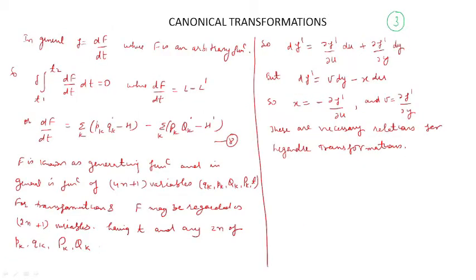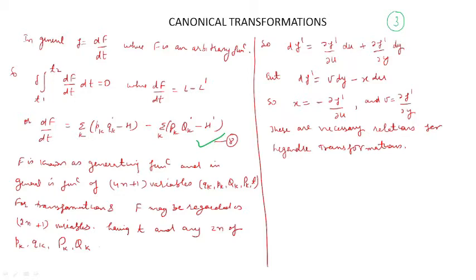In general, we can write small f is equal to dF over dt, where capital F is an arbitrary function. So we can write delta t1 to t2. In place of f, we will write dF over dt. So dF over dt is equal to 0. And we also know that dF over dt is equal to L minus L dash, because dF over dt is equal to sigma k from 1 to n small qk dot pk minus H, and L dash is equal to sigma k Qk dot Pk minus H dash. So we can also write dF over dt is equal to sigma k pk qk dot minus H minus sigma k capital Pk Qk dot minus H dash. Let us say it is equation number 8.